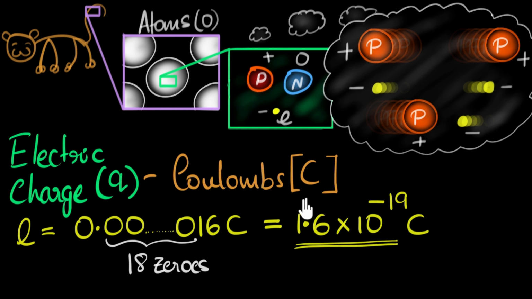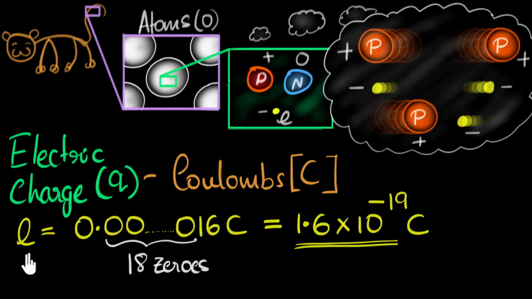Now, since Coulomb is a brand new unit for us, it would be nice if we could get some sense for how big it is. Just like how we have some sense for what a kilogram is, or how big 1 meter is, it would be great to have some sense for how big a Coulomb would be. So to do that, here's how I like to think about it.